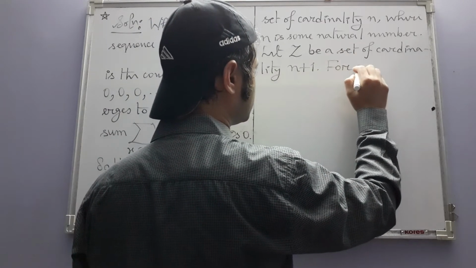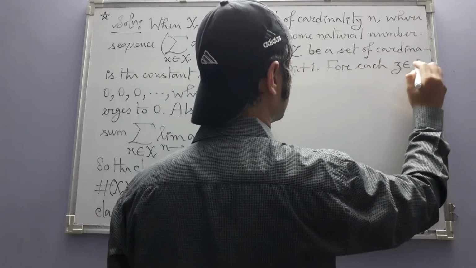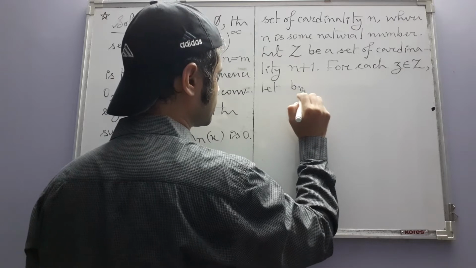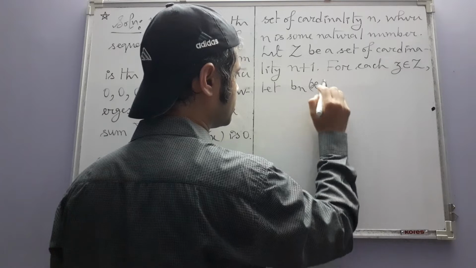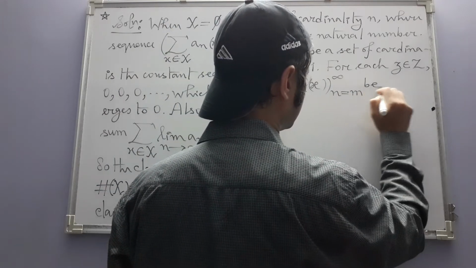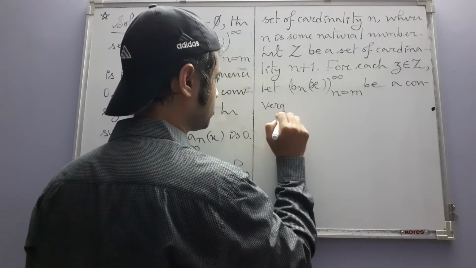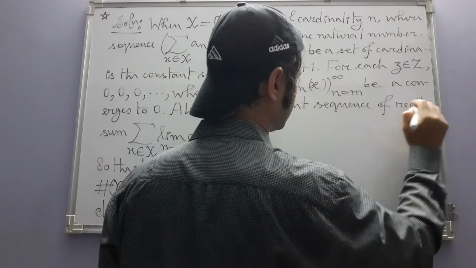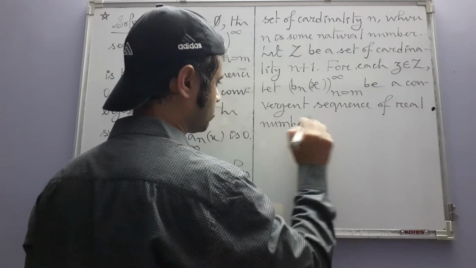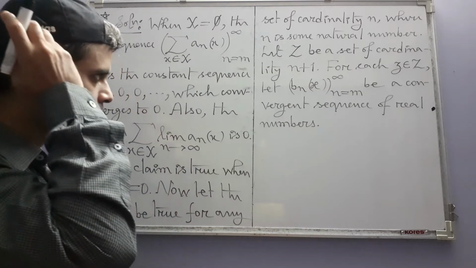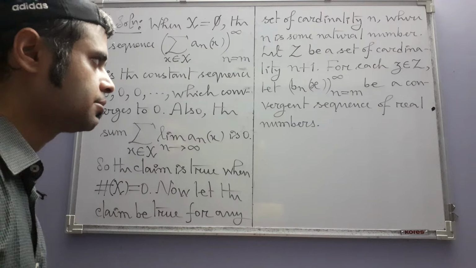For each z belonging to Z, let us use some other name, Bn(z), where n varies from m to infinity, be a convergent sequence of real numbers. Okay, so that means now we have to prove the claim for Z and this sequence Bn.